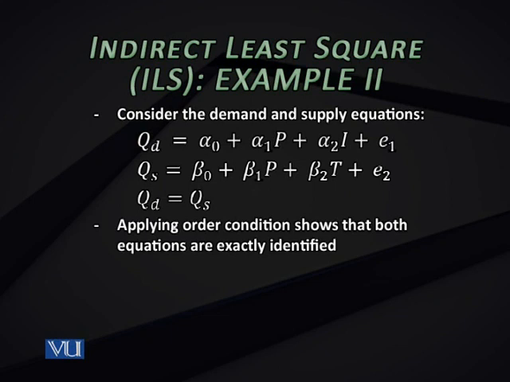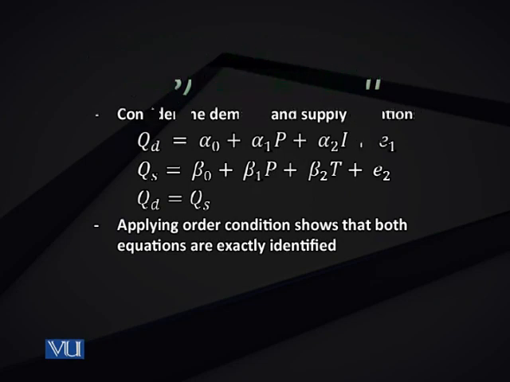So if you apply order condition, you will quickly notice that both of the equations are exactly identified because the number of exogenous variables excluded from the equation is exactly equal to the number of endogenous variables in the model minus 1. So you know order condition, so both are exactly identified. You also know that when you have exactly identified equations, you can apply indirect least squares. And what is the procedure of ILS? Very simple, you know that now through the previous example.